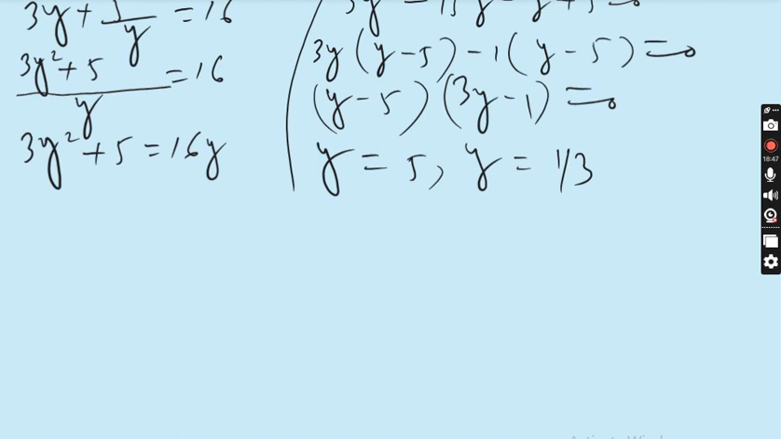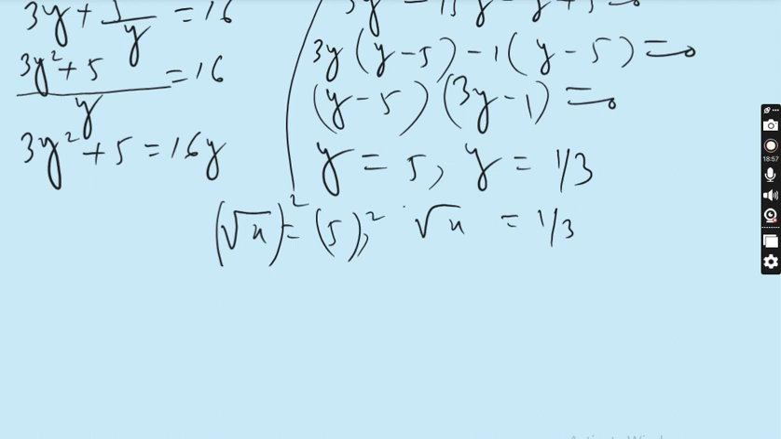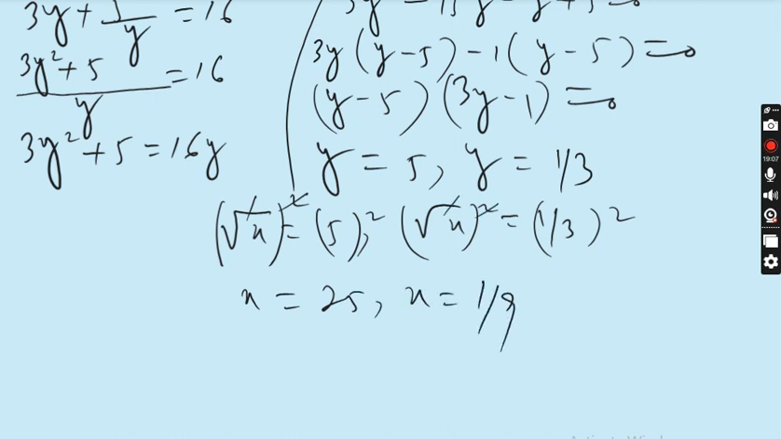What was y? y is root x. So x is equal to 25 and x is equal to 1 upon 9. Both answers will be acceptable, because if you put the values of x one by one in the given question, you will see both values will satisfy the given question. Move to the last part.